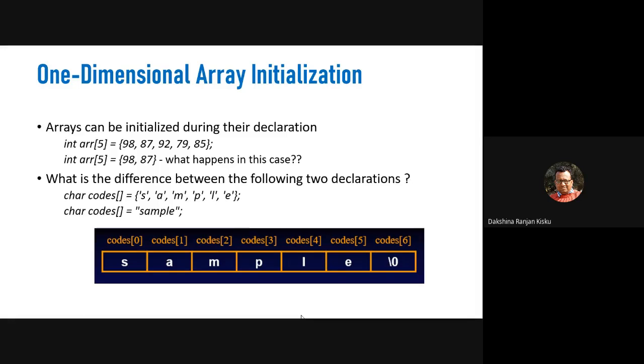Why not 7? What is the terminal character? How will the terminal character be inserted? If we insert the terminal character for the first case in the initialization, then what will be the size of the array? 5 or 6?